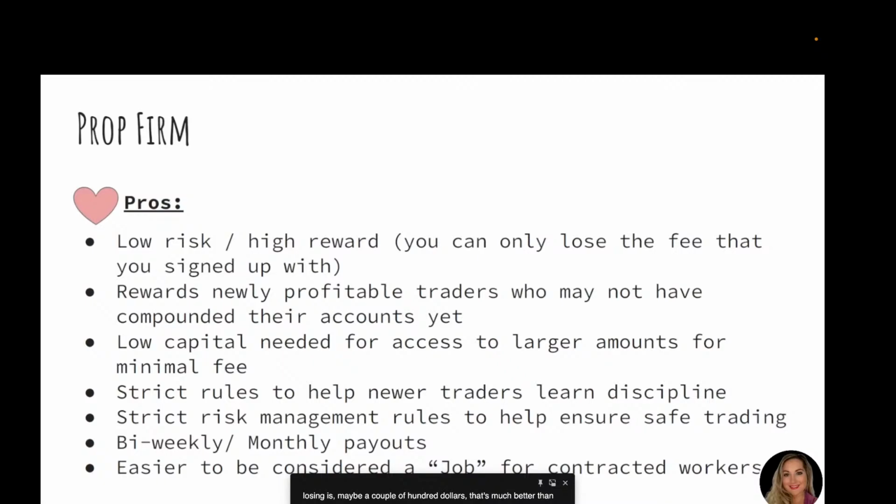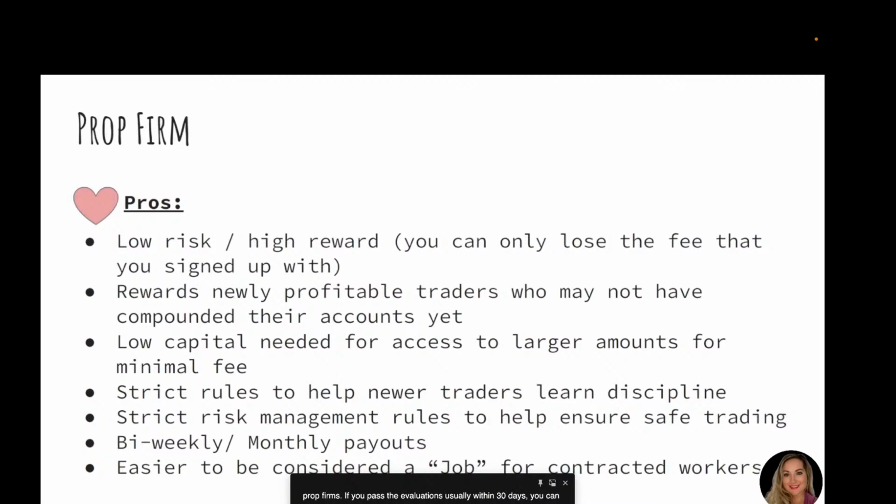Another pro would be that you get rewarded pretty quickly as a newer trader, especially if you're a newly profitable trader. You may not have the ability to compound your accounts just yet, even like what I just showed you. Maybe your mental stuff isn't there just yet to hold those trades, or maybe you're just not interested in the compounding journey. Maybe you're looking at something that within a month or so, you could start making profits. Typically with these prop firms, if you pass the evaluations, usually within 30 days, you can start to see some sort of income coming through.